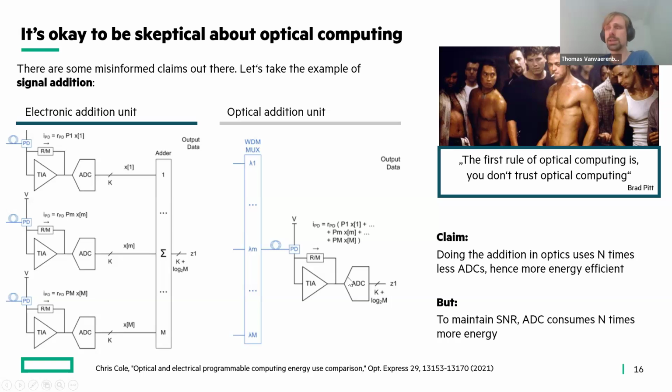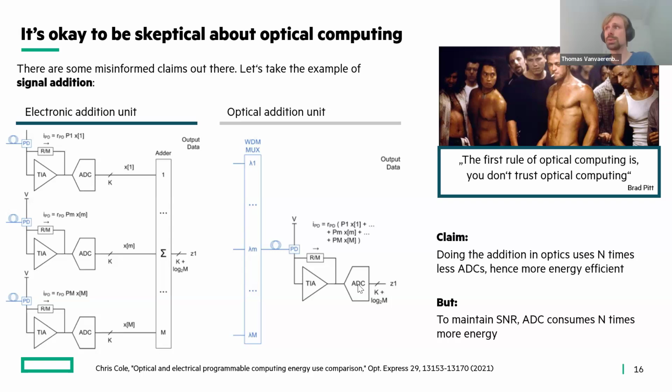One catch could be that you say the analog-to-digital conversion is the power-hungry thing. If I count the number of ADCs, I see that I have N for N input cells on the left, and then I have one ADC on the right. So optics is better because you have fewer ADCs. That could be something that you want to say.